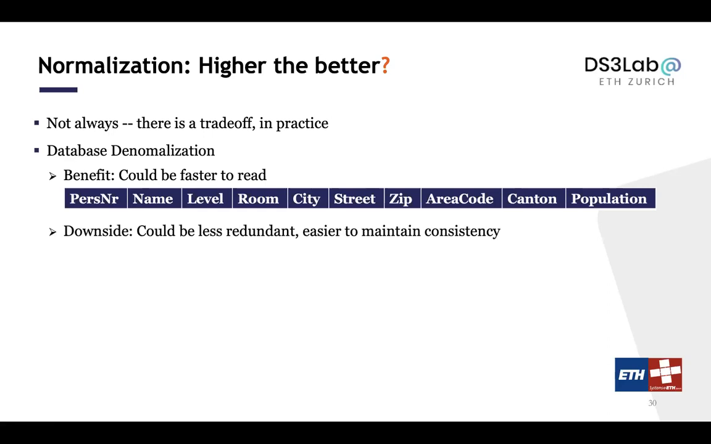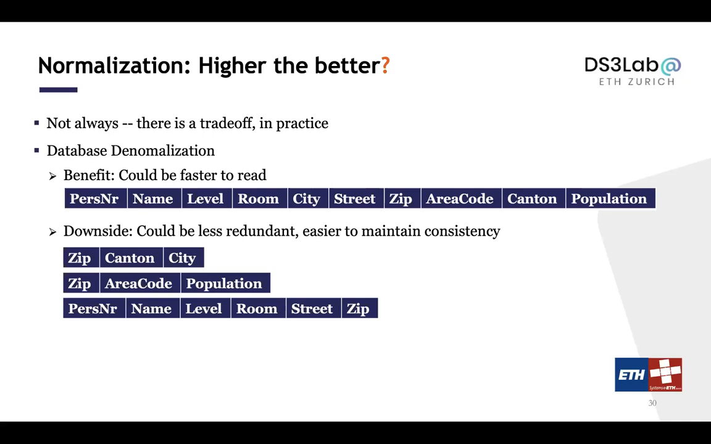On the other hand, what's the downside? It's easier to read, but it's very hard to maintain consistency. Whenever you want to change something, you need to touch multiple tuples because they are all denormalized. You do not have a higher level of normal form, you have so much data redundancy that you need to update a lot of tuples to keep the data consistent. It's easier to read because of locality, but very hard to maintain.